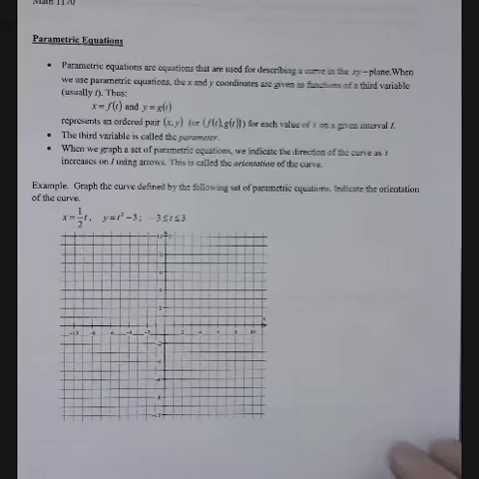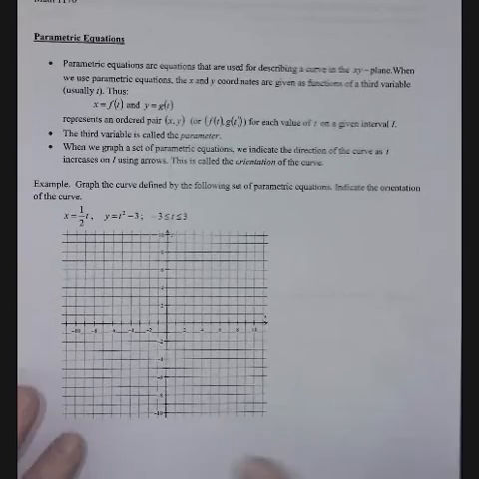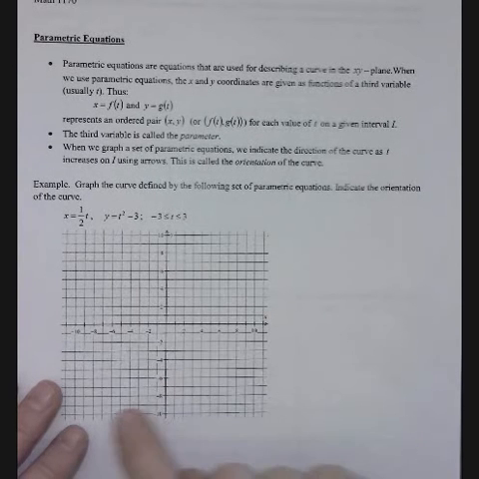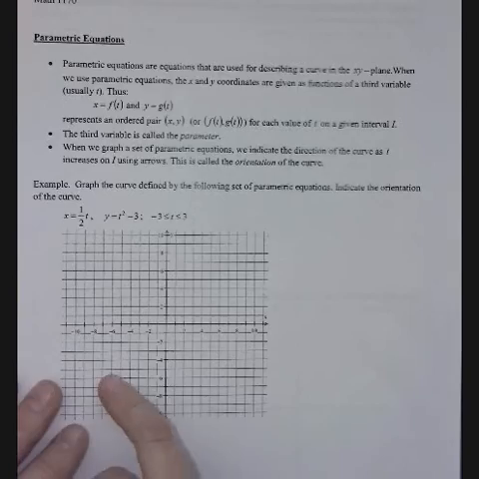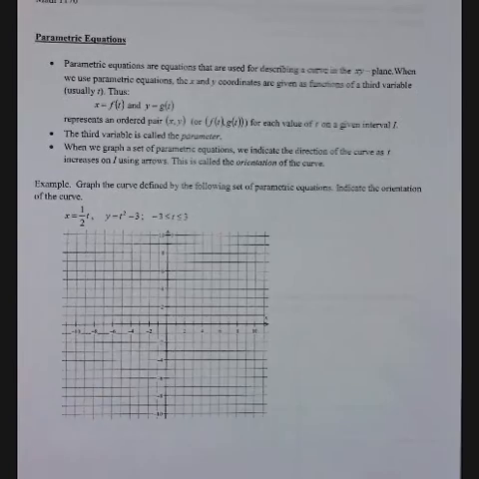T is often time in applications of these problems, so that maybe you could talk about the position of a vehicle or a bus or something like that with respect to time. You could graph its coordinates at different times, for example. Okay, so let's look at an example.